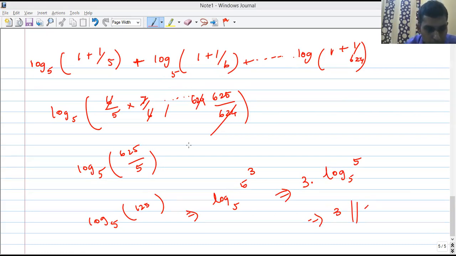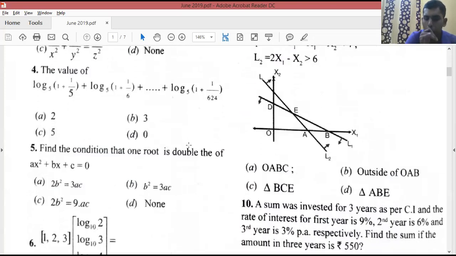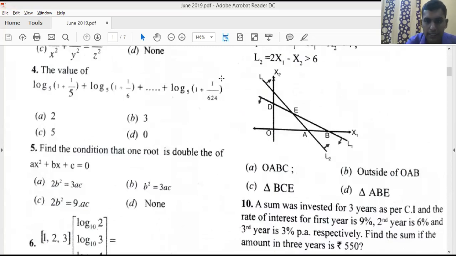The next question: find the condition that one root is double the other. If the question is this way, how to solve it? Take one of the roots as 1, the other root as 2 into that number. That's it. If you go that way, we can crack it easily. Let's see how to solve.